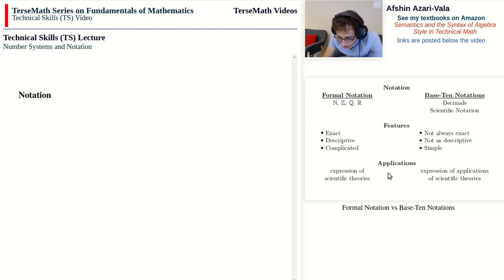And as for the applications, with formal notation, we use them in the expression of scientific theories, because when we talk theory, we have to be exact. There is absolutely no rounding allowed in theory. And we have to be descriptive. What we write must be very clear. We should be able to tell at a glance what it is that we are talking about. Whereas base 10 notations are used in the expression of applications of scientific theory, where we make actual measurements.